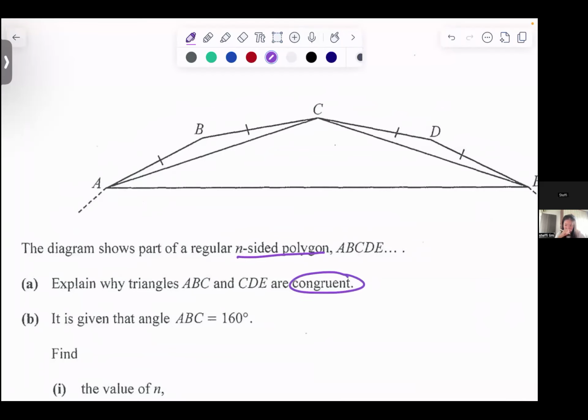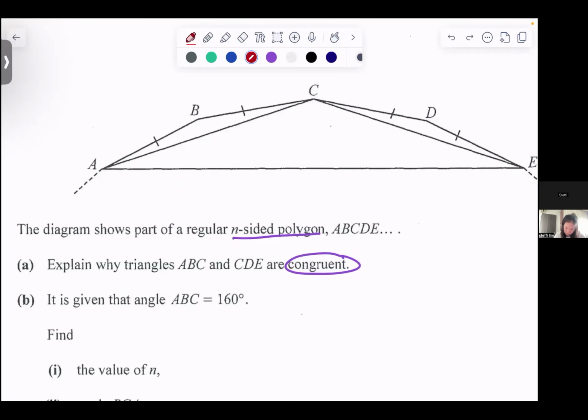Okay, so you know that all the sides are the same. So firstly, you can say that AB equals CD, because all the sides are the same. When you're comparing the triangles, you need to compare the same sides of the triangles themselves. So you can say that AB equals CD, and you also know that BC equals DE. So we got S here, this side, and S here.